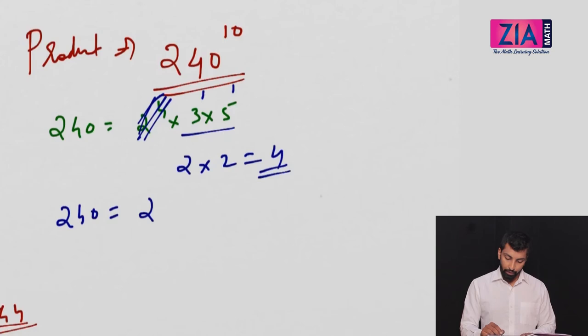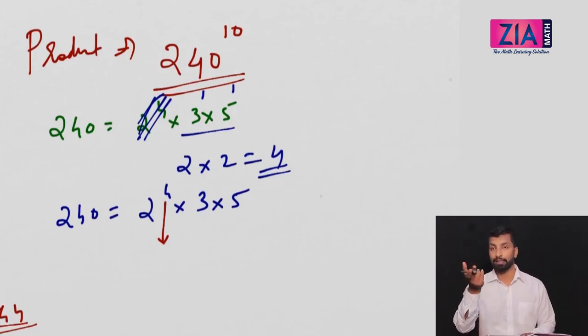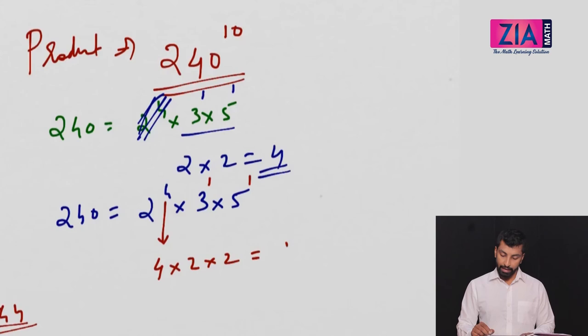240 is equal to 2 raised to 4 into 3 into 5. Now will you apply the formula? This power of 2, you will drop like that. You don't apply the formula just like that. Okay. Avoid that 1. So 4 will become 4. This 3 raised to 1 and 5 raised to 1 will become 2 and 2, right? 2 into 2. So you get 16.